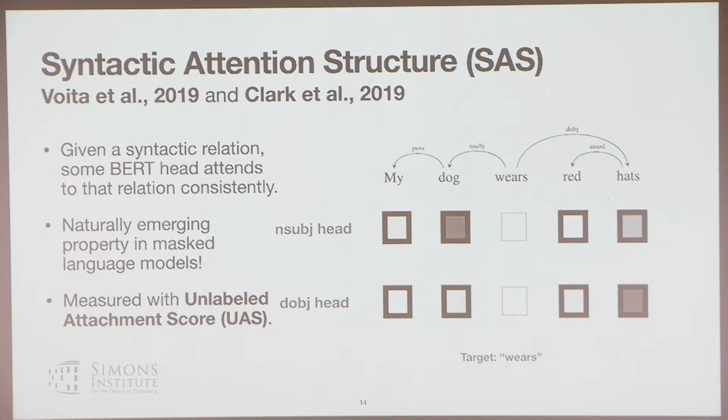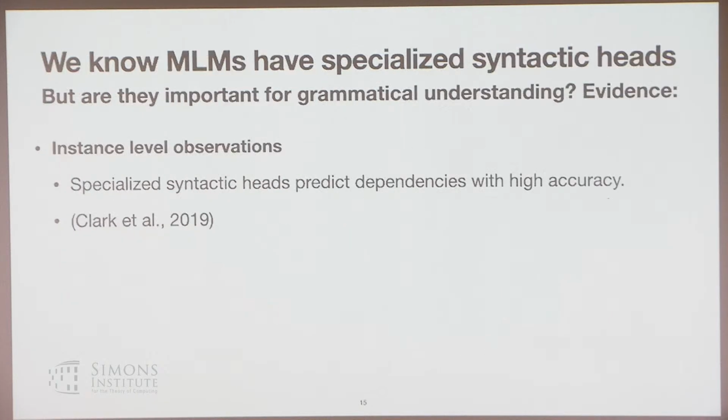So every time I talk about the degree of internal syntax in a model, I'm going to be talking about UAS. If you care about it, then you care about it. Okay, so we know that masked language models have these specialized heads, and there's an implicit assumption when you discover this kind of property that it must be instrumental in some related capability.